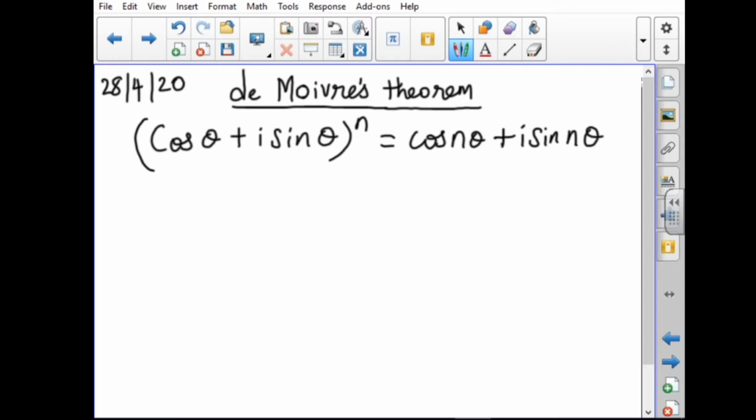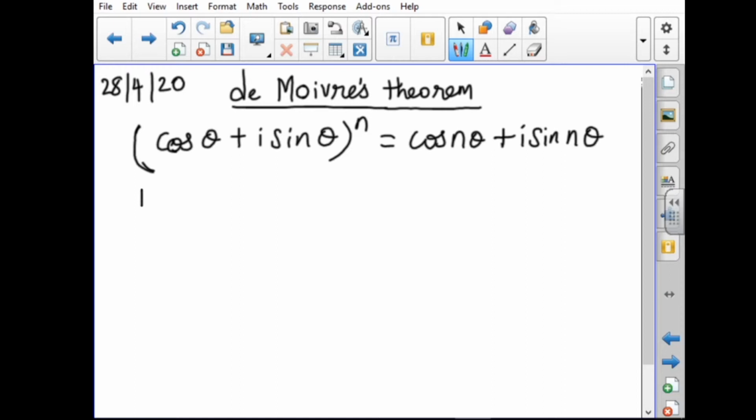So this is De Moivre's theorem statement: for any complex number cos theta plus i sin theta and any integer n, (cos theta plus i sin theta) to the power n is equal to cos n theta plus i sin n theta. So this is the statement of De Moivre's theorem. Now, we have some properties below this De Moivre's theorem.